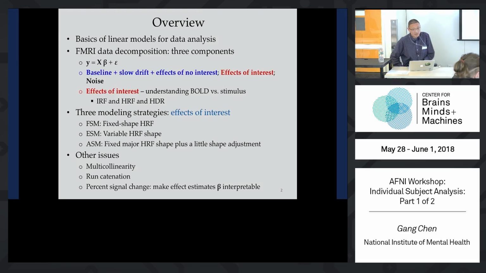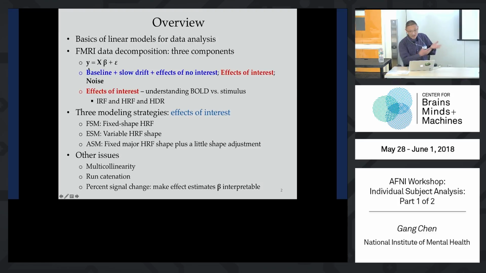So this is the layout of the talk. First, we're going to spend probably 20 minutes or so to talk about some basics about the regression analysis. Then we're going to switch to the basic model at the individual subject level, which is the typical time series regression. For that model, usually we write it in matrix vector format.